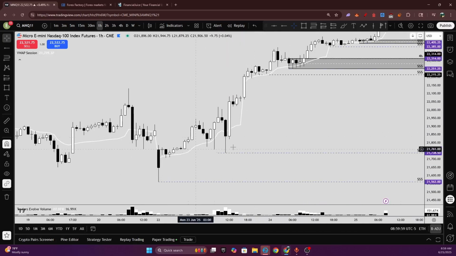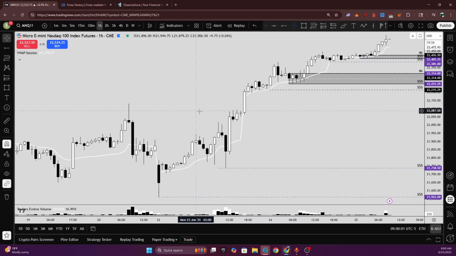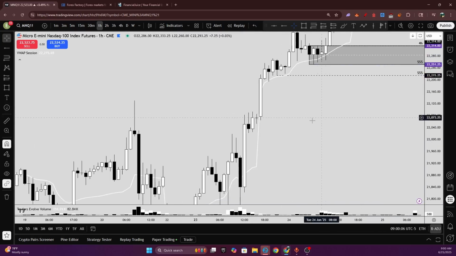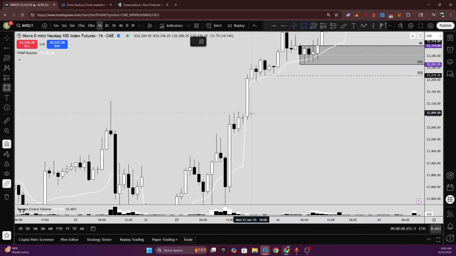Yeah, I do have more liquidity down there, but it's unreasonable to mark that unless we get down towards that area. But I'll mark it just to be on the safe side of things.